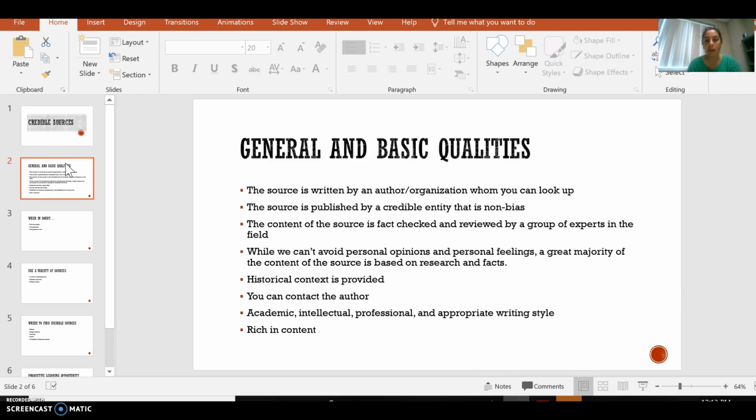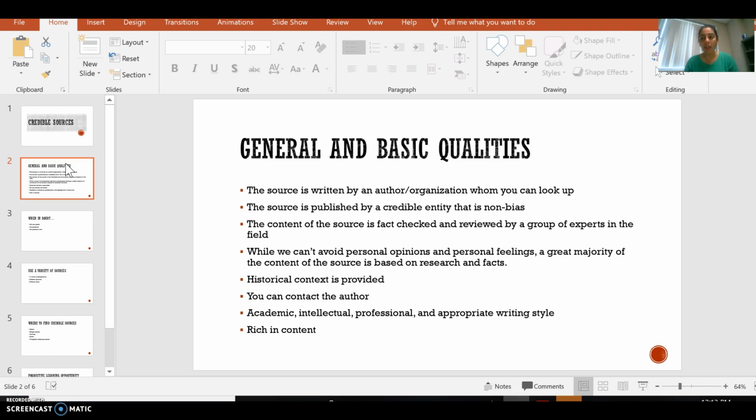So, some general and basic qualities that you want to look for when you're selecting your sources to reference and bring content into your paper is that you want to look for sources that are written by authors and organizations whom you can look up. So if it's written by somebody by the name of David Smith, I should be able to look him up, see what organization he's from, what his experiences and background are, what his expertise is.